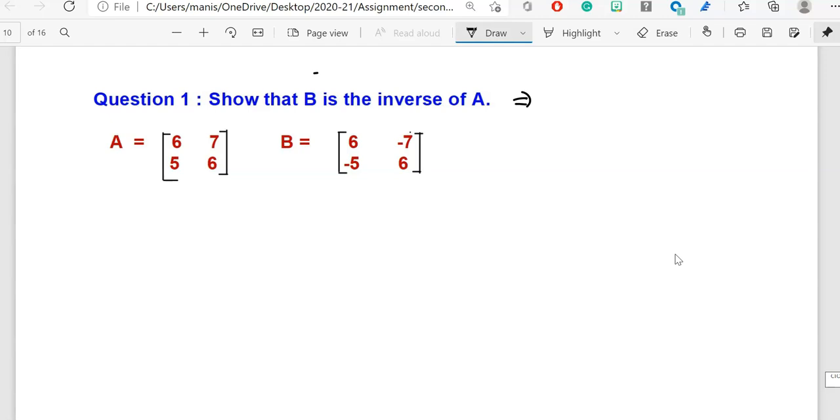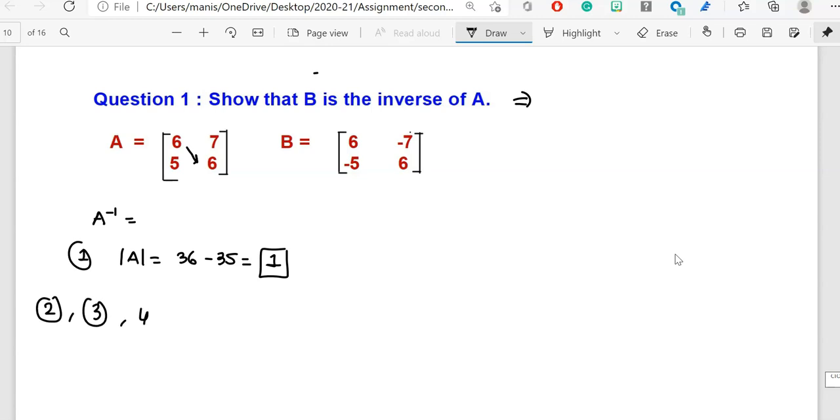So let's go ahead and find it. First of all, I will find the A inverse over here. So what is A inverse? I need to go with step number 1, 2, 3, and 4. For finding A inverse, step number 1 says I need to find the determinant of A. So this will be 6 times 6 is 36, minus 5 times 7 is 35, and it gives me 1. Now I'm doing step number 2, step number 3, and step number 4 over here.